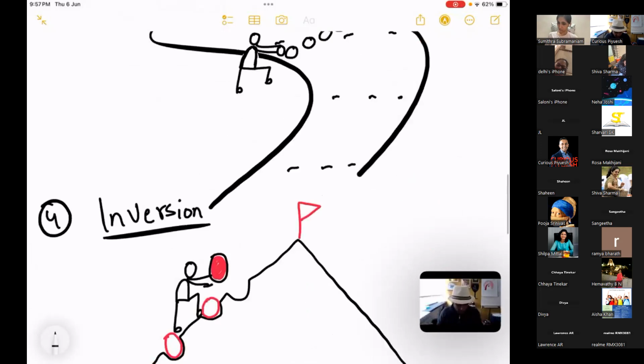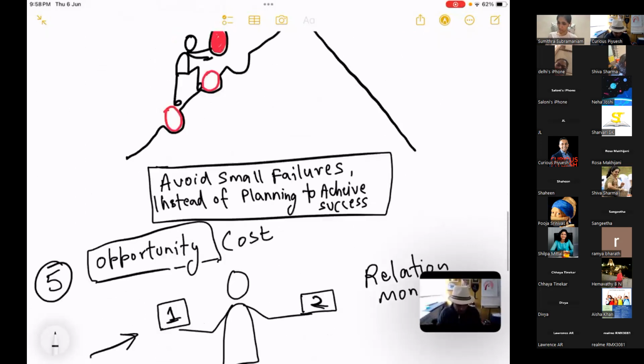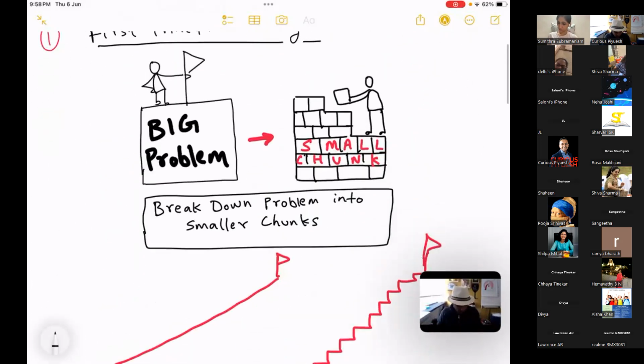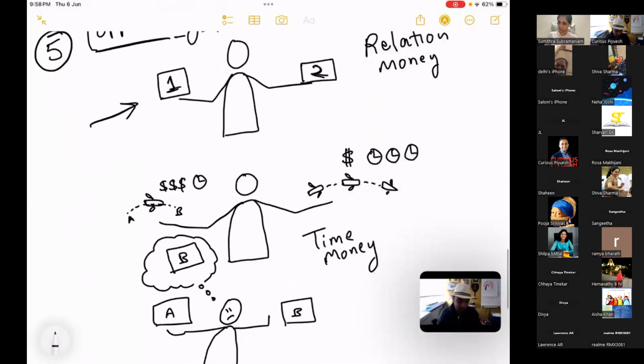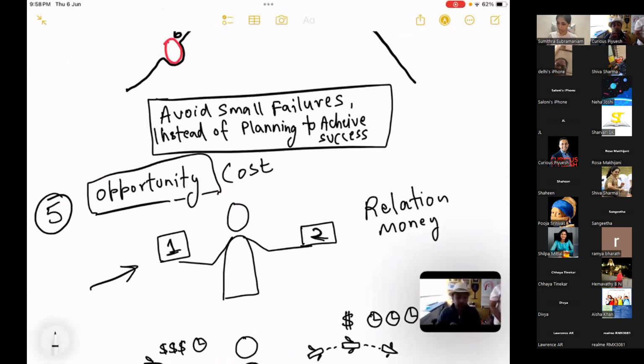So today we tried to draw these, how many? At least five principles, and see how we have tried to sketchnote a principle. And that's the whole beauty.